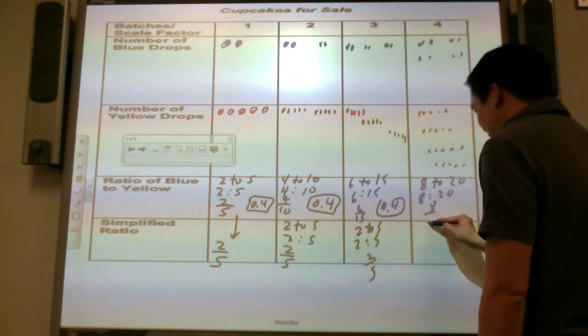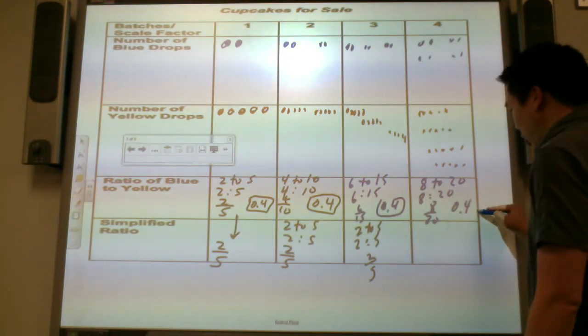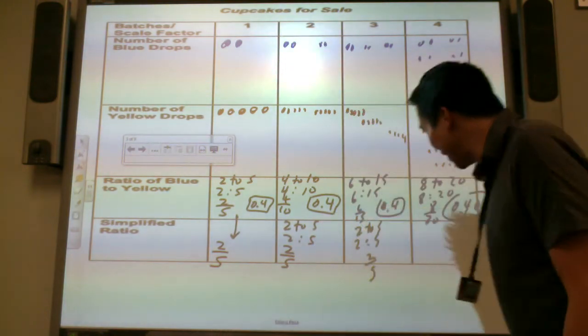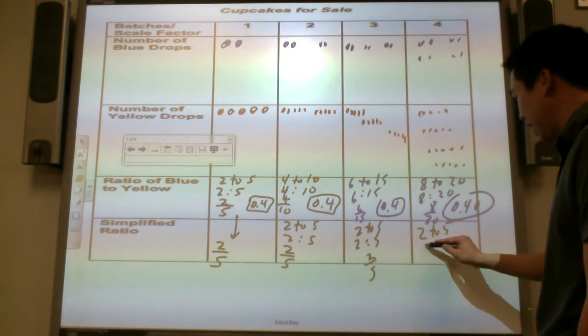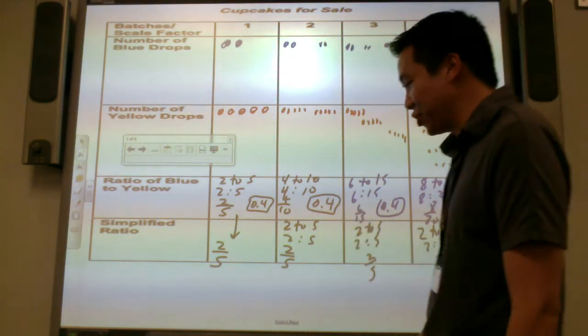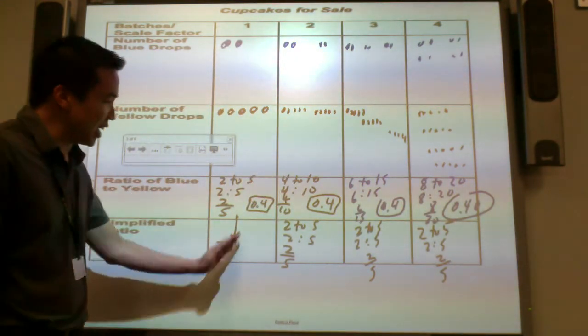8:20, which is the same thing as the decimal. 8 divided by 20 is 4/10, or 40 hundredths. Can you simplify that? Yes, you can. Divide both numbers by 4. It'd be 2 to 5, 2:5, 2/5. And it's again the same ratio. So as you notice, in a ratio table, we have the same ratio.